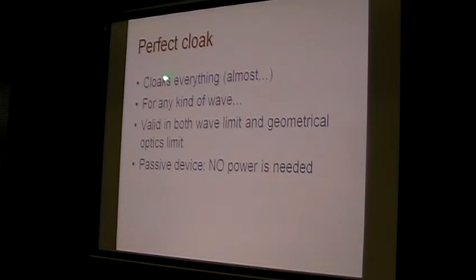So just say that this code is what we call perfect code, because it cloaks everything. Anything you can hide inside the domain would be invisible. But I'm going to tell you that in fact we can beat that in some cases, and that is what we're going to talk about later. And it's for any kind of wave, okay? I mean any kind of interwave. And it's rated in both wave limit, and it's a passive device, okay? This is a device that can make things invisible, does not require any power, does not require any artificial intelligence. It will do it all by itself.